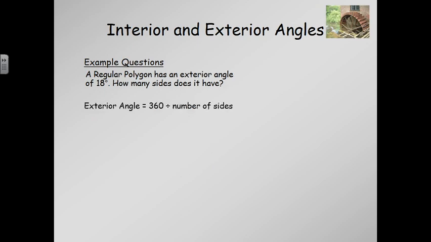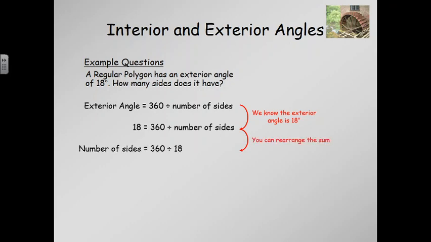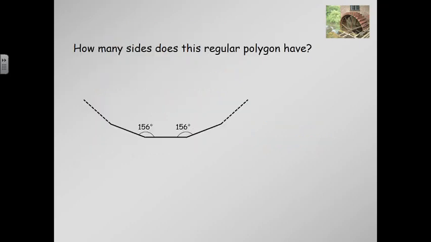Okay, moving on to a new question then. A regular polygon has an exterior angle of 18 degrees. How many sides does it have? We've already said earlier that we can work out an exterior angle by doing 360 divided by the number of sides. So we've just got to swap that around a little bit. We want to work out the number of sides. So we've got the answer, but we haven't got the number of sides. A bit of rearranging means the number of sides is actually 360 divided by 18, and the shape would have had 20 sides.